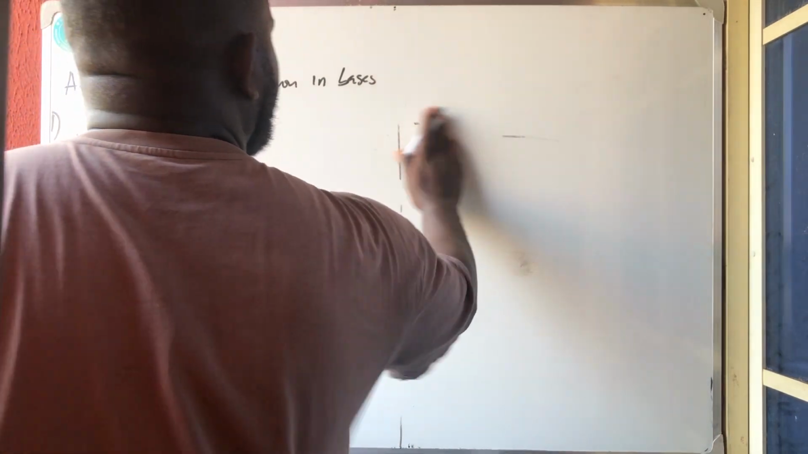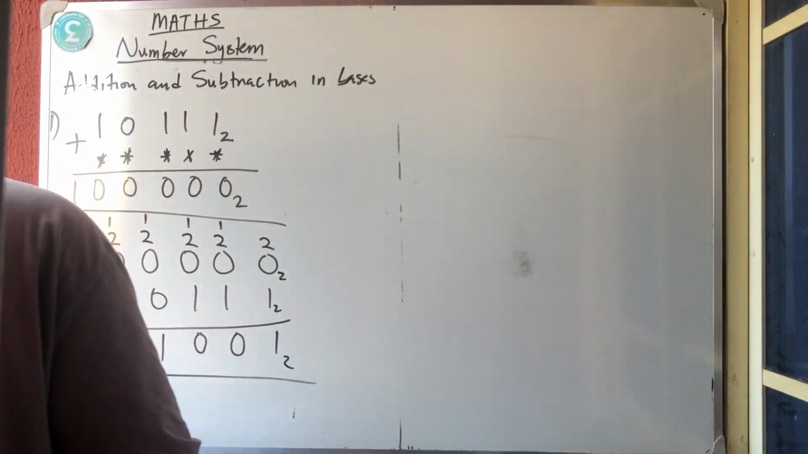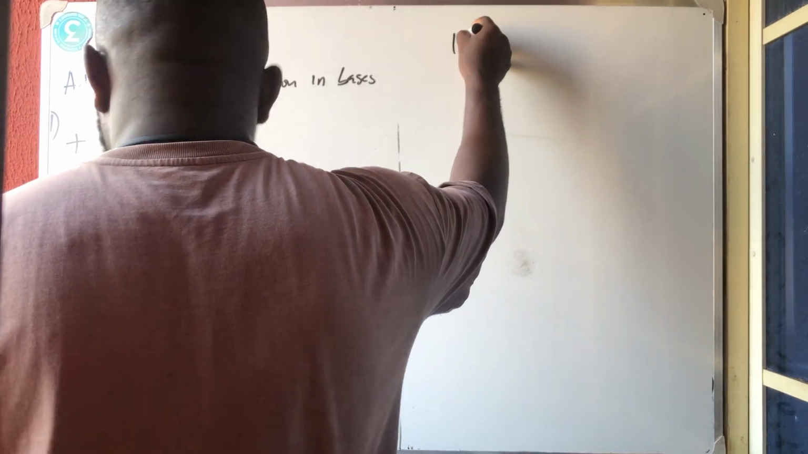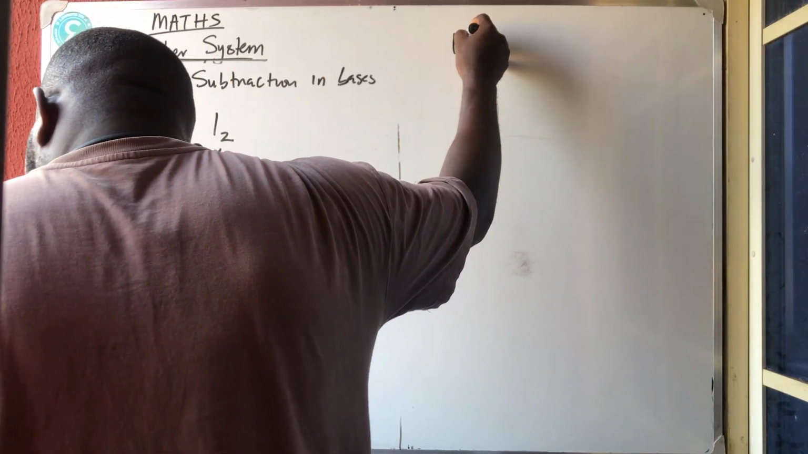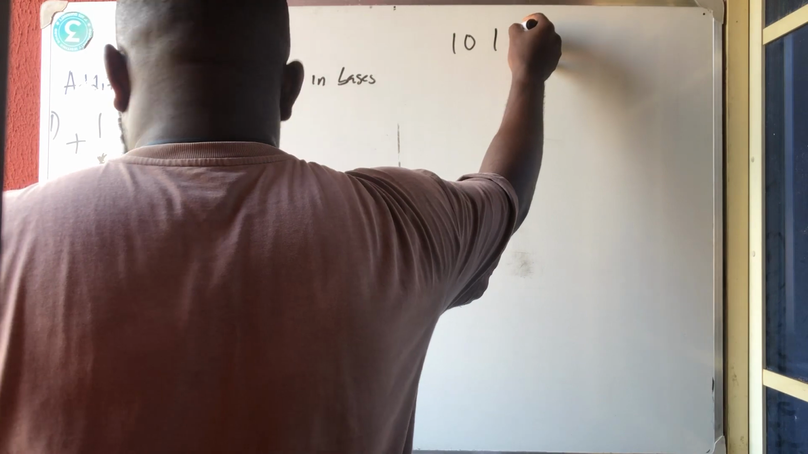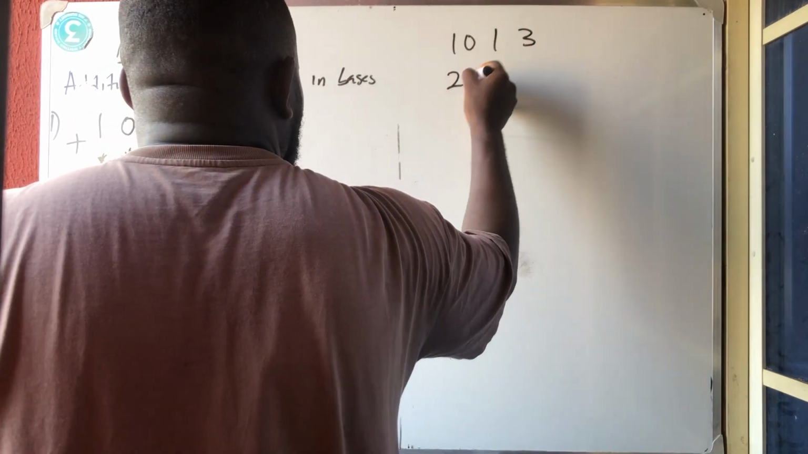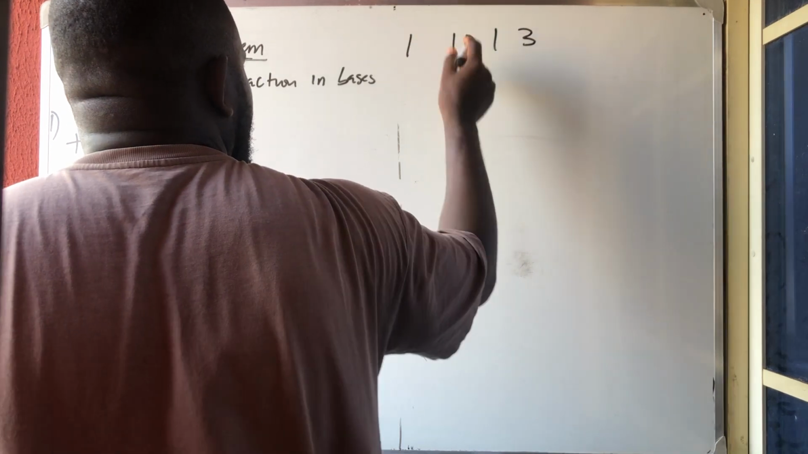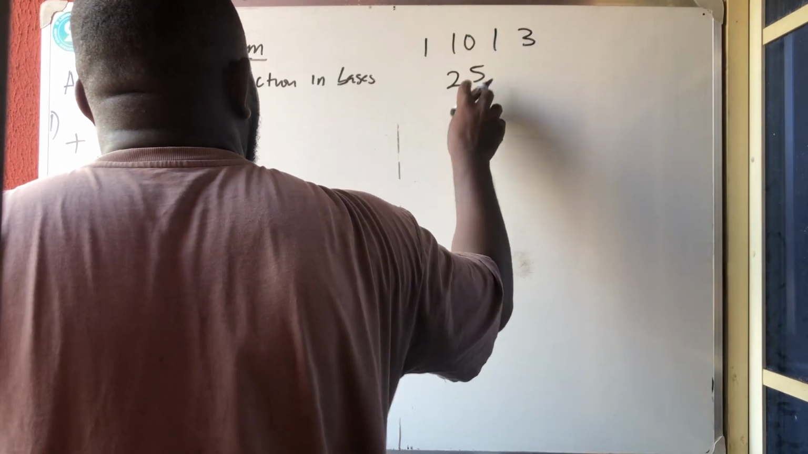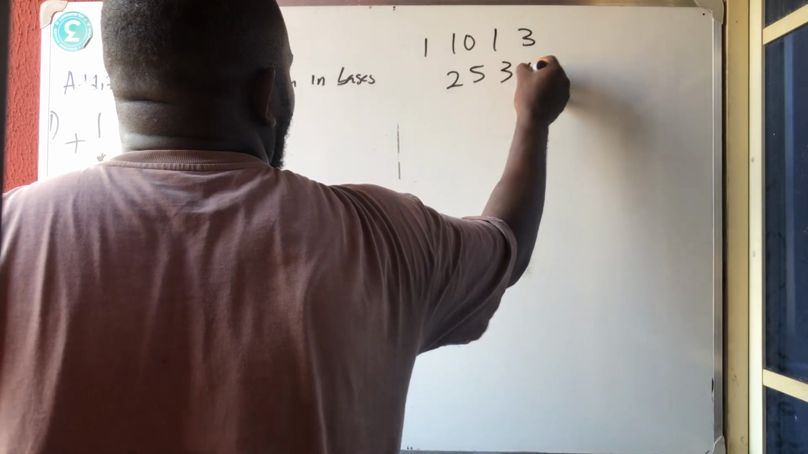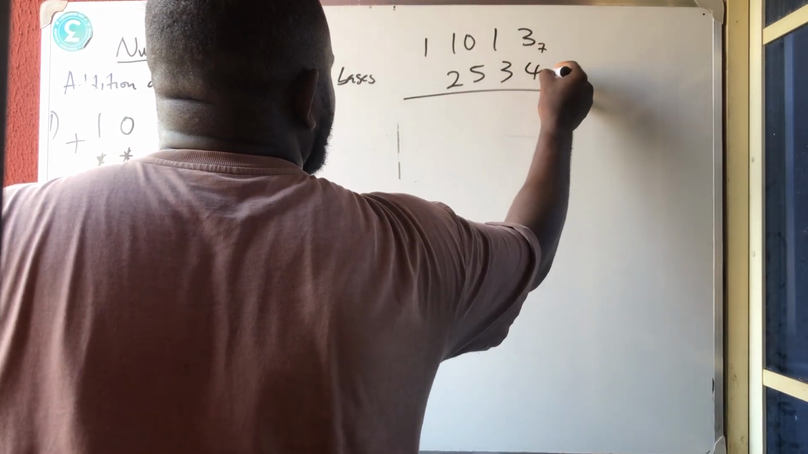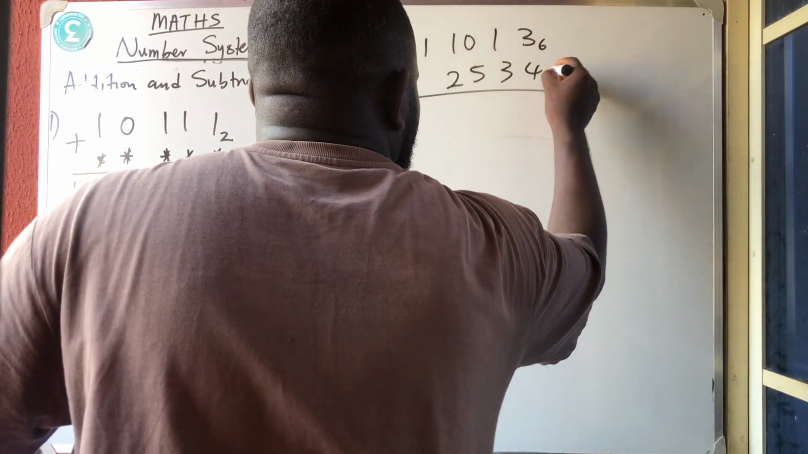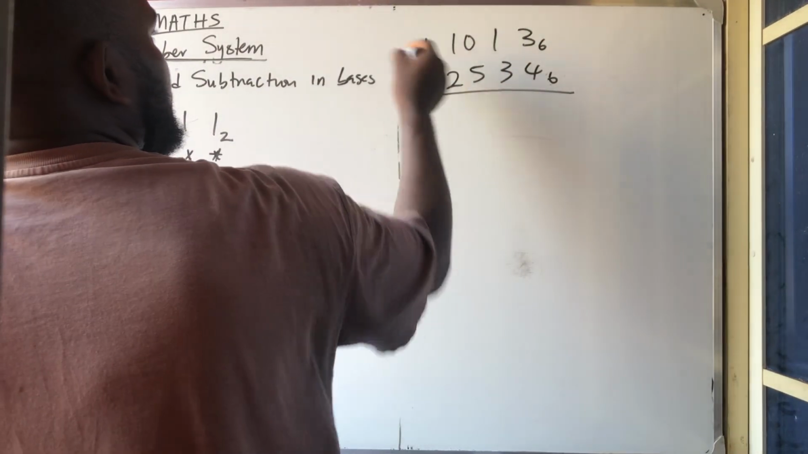So I have 5. Okay. I have this 1 0 1 0 1 3. Then I have 2 5, 2 5 1 here. I have 2 5 3 4. And they are all in base 7. So sorry, base 6. Okay. So now let us subtract. We need to subtract this.